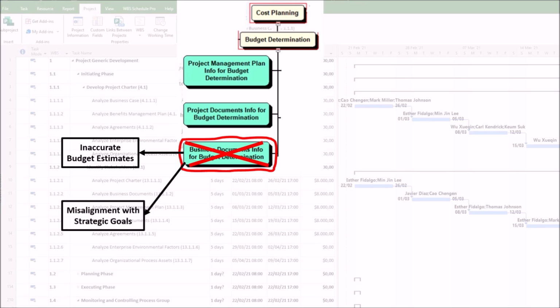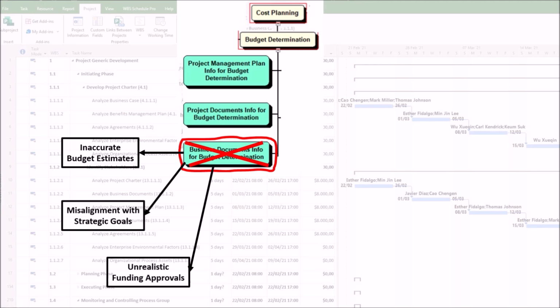2. Misalignment with strategic goals. Weak strategic justification in business documents may lead to funding mismatches. This can result in wasted resources on low-priority activities, while critical tasks face underfunding. For example, a project approved without a strong ROI case may later face budget cuts when stakeholders question its value.